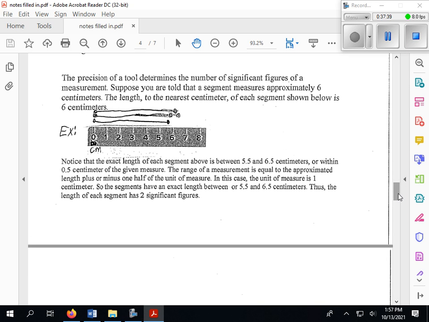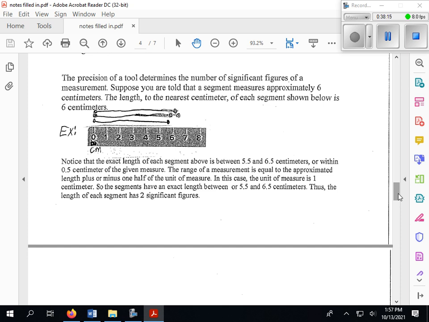We already did this. Just looking at this real quick though, each one of these segments is how long? How long is the first segment? 6 centimeters. How long is the second? 6 centimeters. How long is the third one? 6, because we can't be any more precise than that. Notice that the exact length of each segment is above 5.5 and below 6.5. So that's how precise we're being.